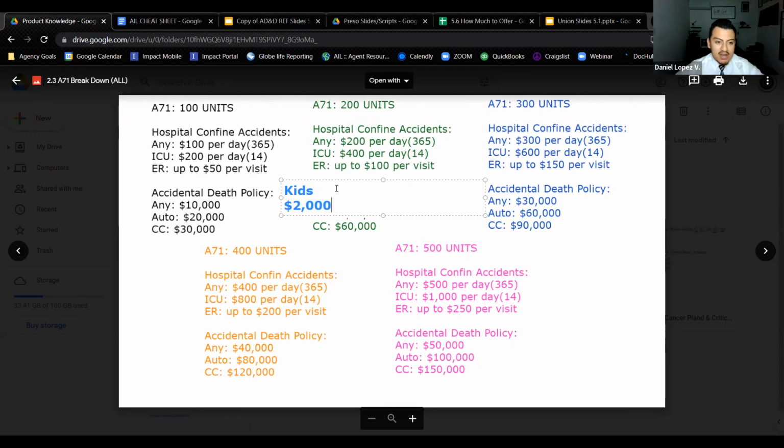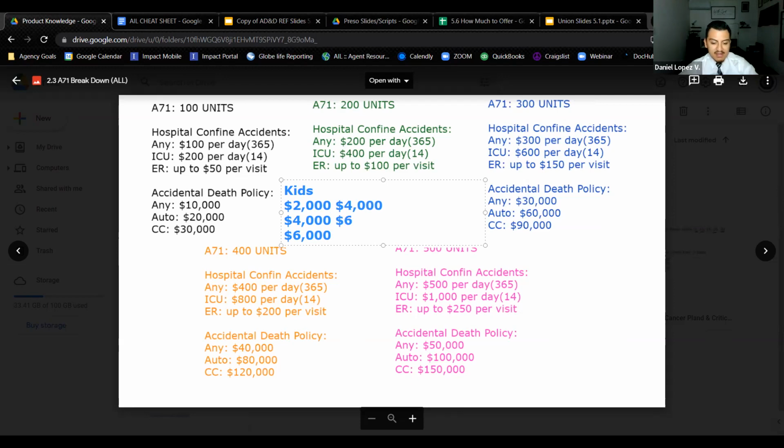Okay, so just like you said, it's 2,000, and then you do the same math. You just double it, so it becomes 4,000 for the auto, and then the 2,000 you triple it, so it becomes 6,000. It follows the same rule. So just know the A71 100 starts at 2.